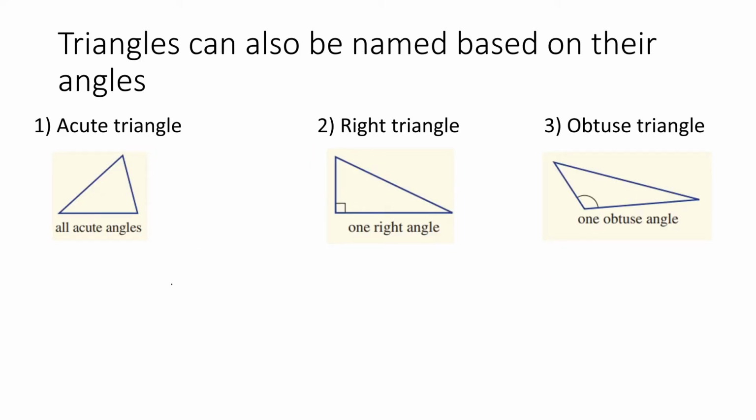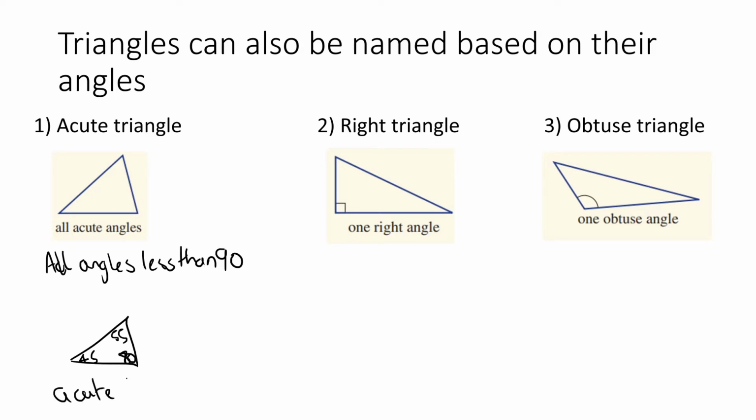Okay. Second part, triangles can also be named after their angles. So if all the angles are less than 90, so any number smaller than 90 for the angle. Let's do an example. 45, 55, and 80. All of them are smaller than 90, so we call it acute angle, acute triangle.